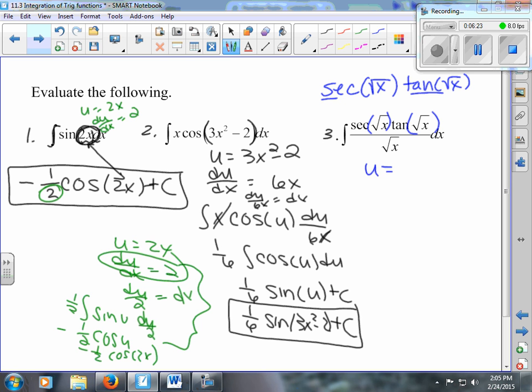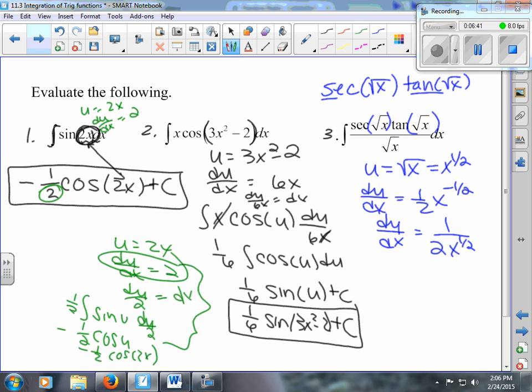So I'm going to go ahead and let u be the square root of x, which is x to the 1/2. I want to write it that way so that when I find the derivative, 1/2 x to the negative 1/2, it's easier to do the derivative. So this was 2x to the 1/2. I'm going to cross multiply here. So 2x to the 1/2 du, that's what dx is.